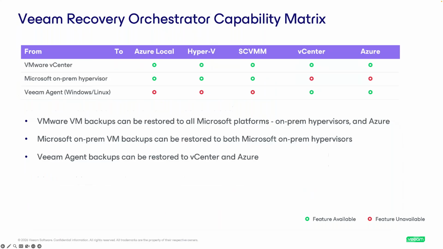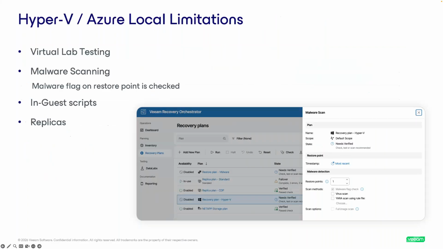And then this here is our Recovery Orchestrator matrix for compatibility. So simple from and to column there. So your VMware backups can be restored to all Microsoft platforms, on-prem hypervisors and Azure. Microsoft on-prem VM backups can be restored to both Microsoft's on-prem hypervisors, and agent backups can be restored to vCenter and Azure. And these slides will also be getting sent to you as well, so you'll have this compatibility matrix in the deck when it gets sent out.